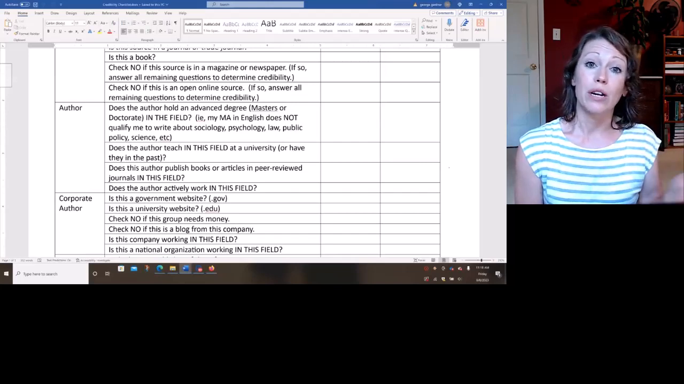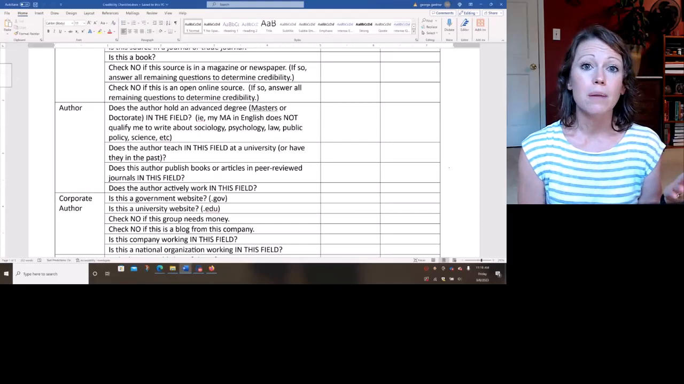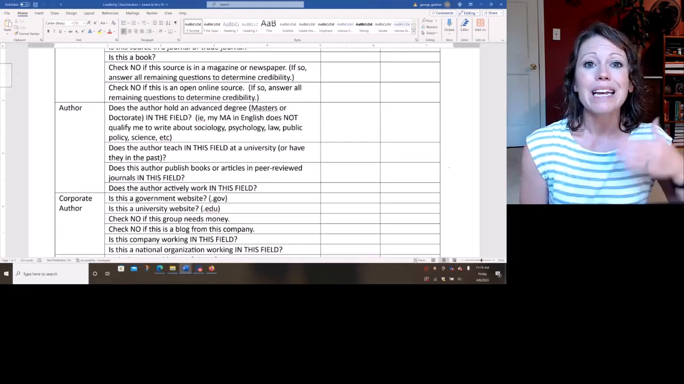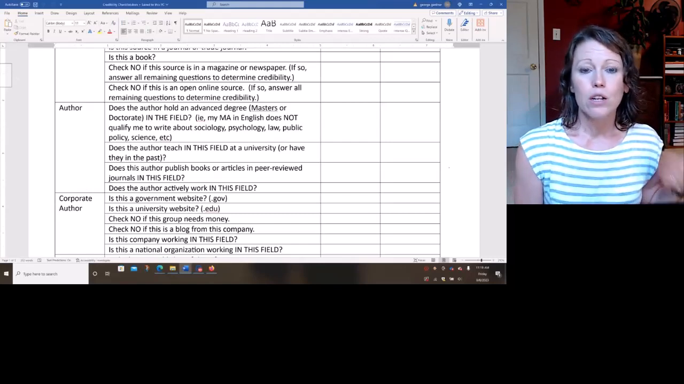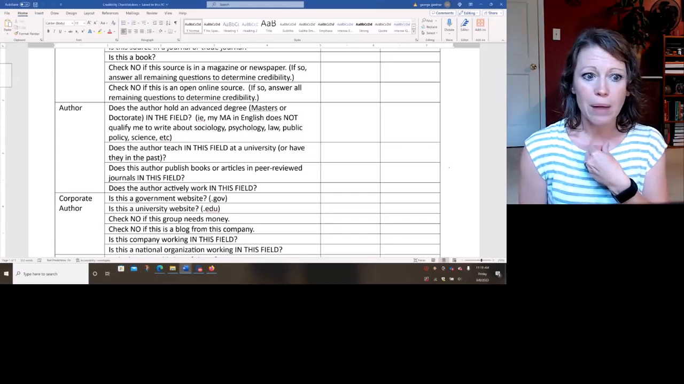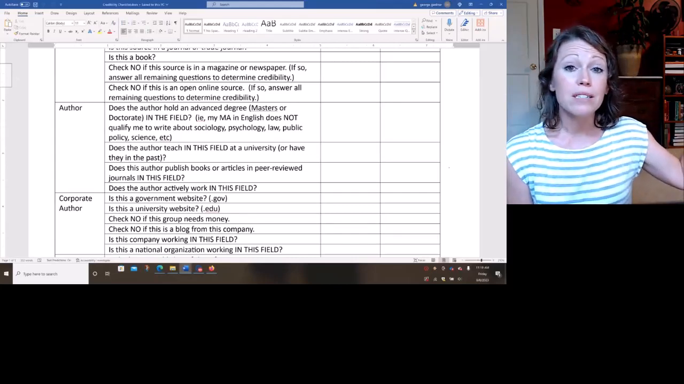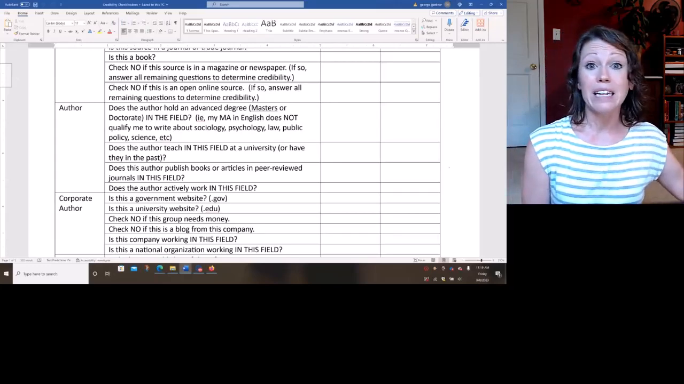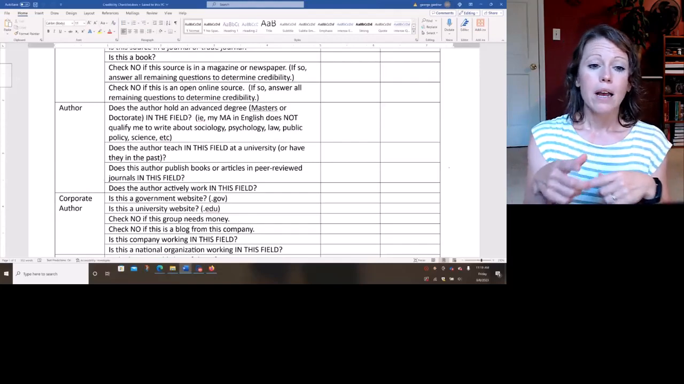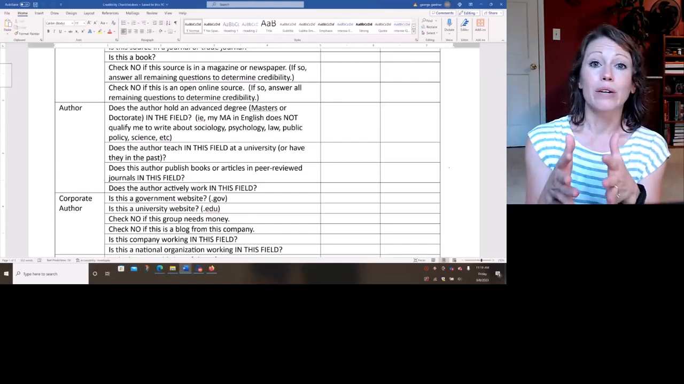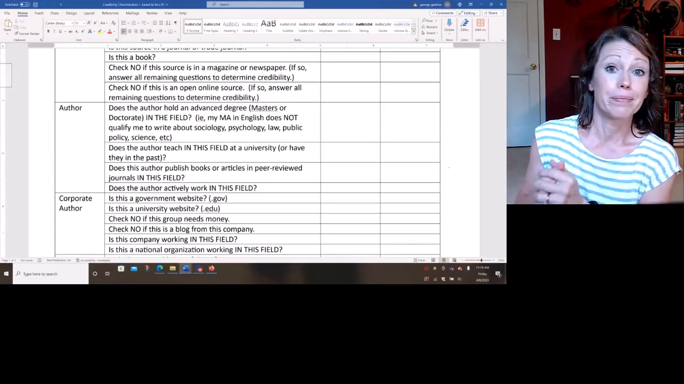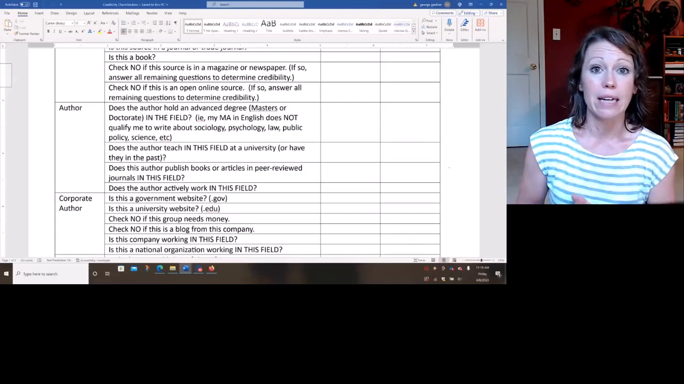If you hold an advanced degree, for example, a master's degree or a PhD in a subject, that means that you are more of a subject expert. However, it still has to be in the field of study. So, for example, I have a master's in English, but my master's in English does not qualify me to write about sociology, psychology, law, public policy, science, or anything else like that. I could write about English. That's it. That's what I'm doing here. But my master's degree in English would disqualify me from writing about teens and sleep. Okay, I'm not qualified for that.